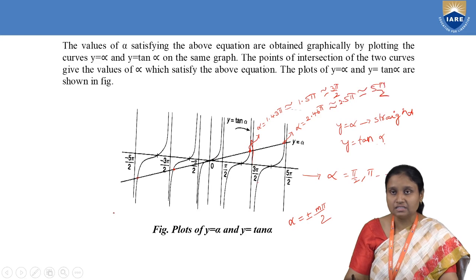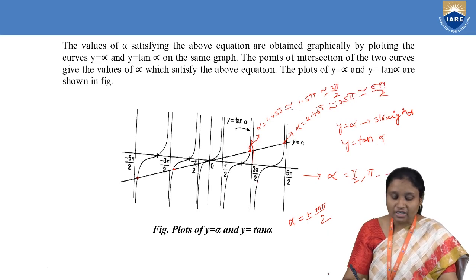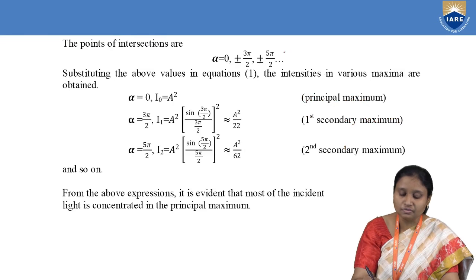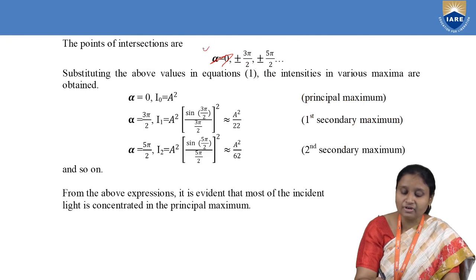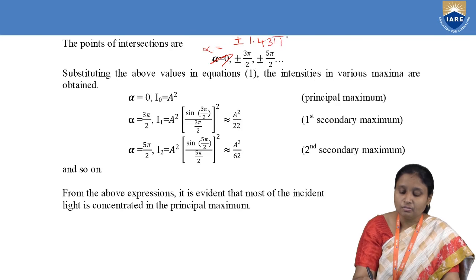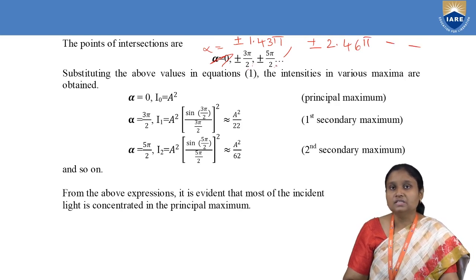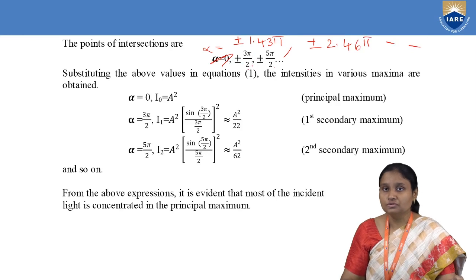Similarly, same is the case. So what are the points of intersection of these two curves? Points of intersection will not be 0. Points of intersection will be alpha equal to plus or minus, actually, 1.43 pi, plus or minus 2.46 pi, and so on. It means that alpha is equal to plus or minus 3 pi by 2, plus or minus 5 pi by 2. These are the points of intersection of those two curves.